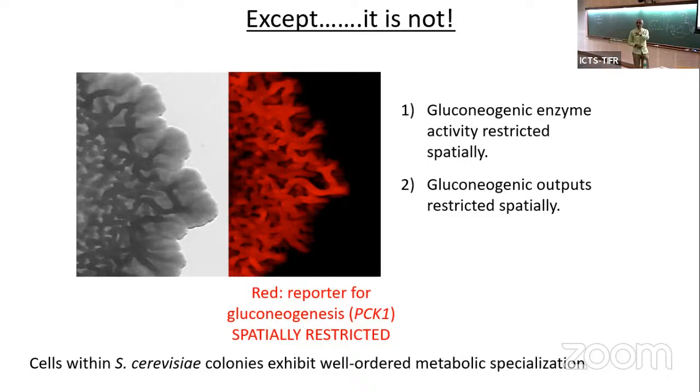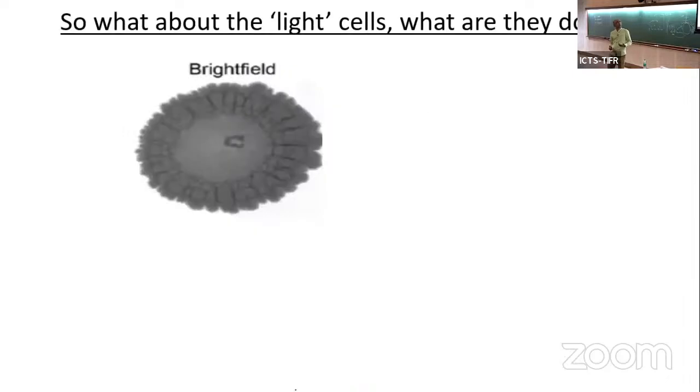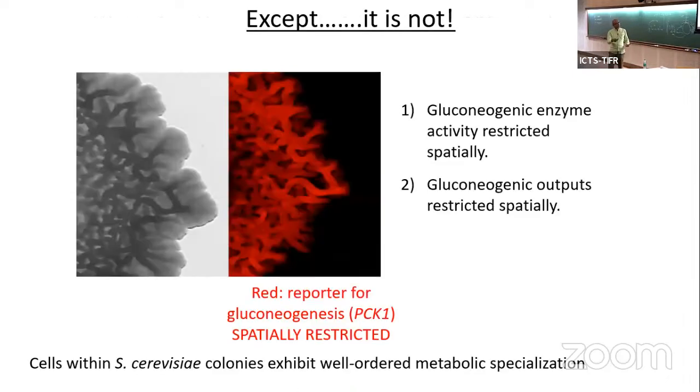So we see beautiful spatial separation of a metabolic process. And this is the process that is supposed to be there in all cells because the condition has next to no glucose. So this was nice. And so what were these other cells, these light cells, all of these over here, especially at this rim?